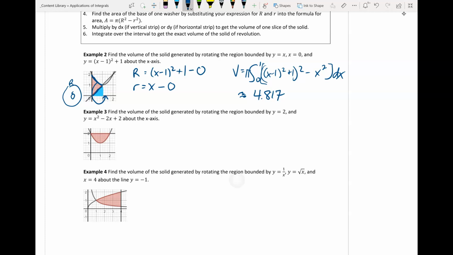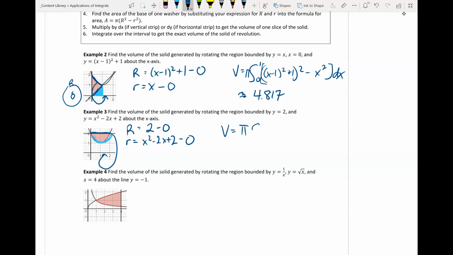We want to find big R, which is the outside radius, and little r is the inside radius. So if I'm revolving around the x-axis, this is going to be on the outside, and this one's going to be on the inside. So this blue is going to be my big R, which is 2, minus 0, since I'm revolving around the x-axis. Then little r is that light blue one, x squared minus 2x plus 2, and I subtract 0 from that.